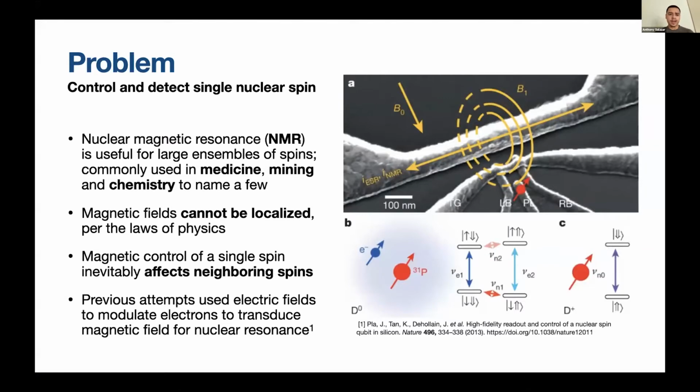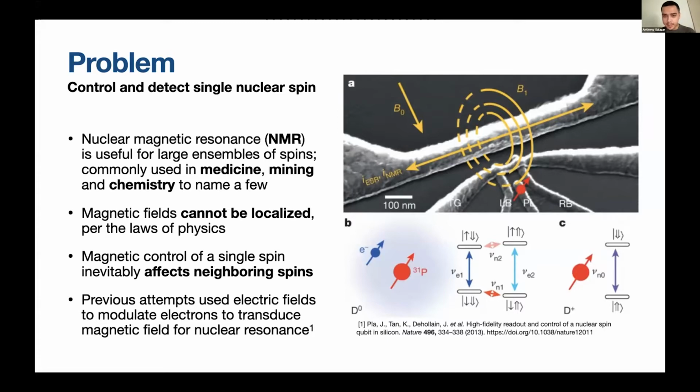But nuclear magnetic resonance is useful for large ensembles of spin, and we use it in medicine and mining and chemistry, material science, just to name a few. But the magnetic fields cannot be localized. This is per the laws of physics, and the magnetic control of a single spin inevitably affects neighboring spins.